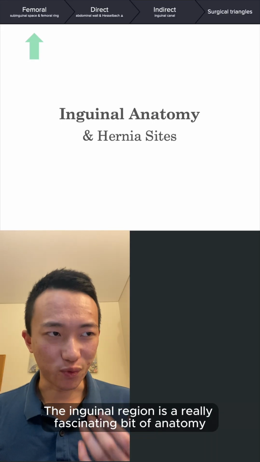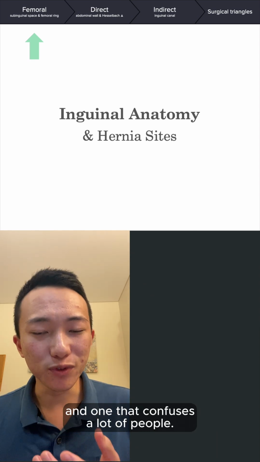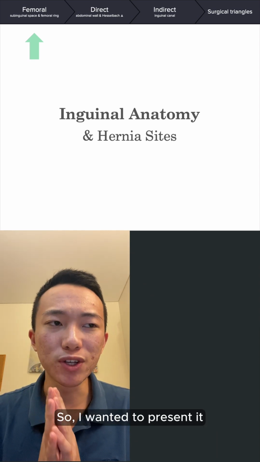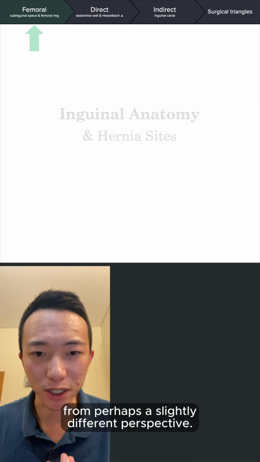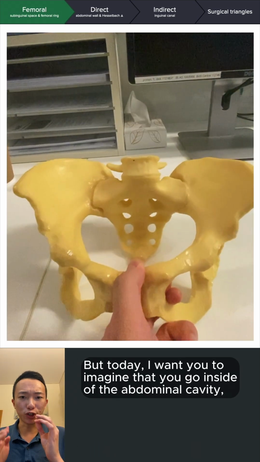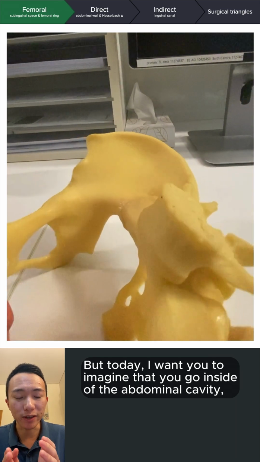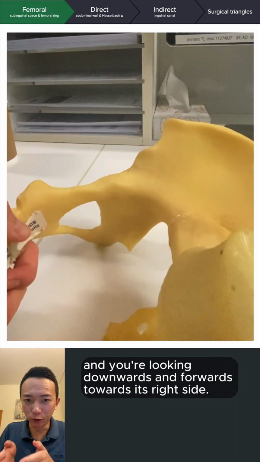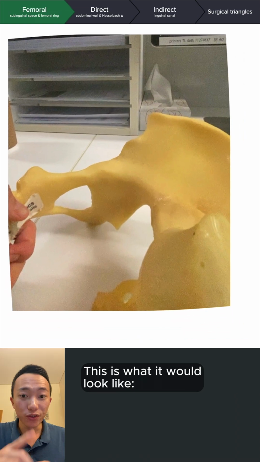The inguinal region is a really fascinating bit of anatomy, and one that confuses a lot of people, so I wanted to present it from perhaps a slightly different perspective. This is the pelvis, the classic front view. But today, I want you to imagine that you go inside of the abdominal cavity and you're looking downwards and forwards towards its right side. This is what it would look like.